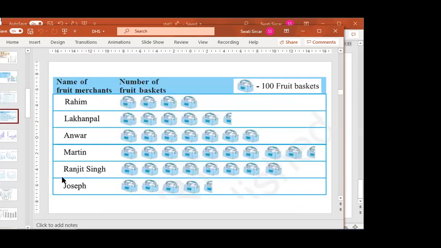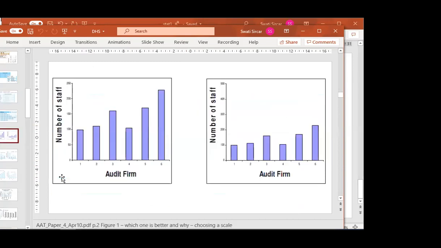Now, each basket is representing 100 fruits. Okay, you can get down to a 50. But if you have to distinguish between 30 and 27, how can you? Or even if you want to distinguish between 10 and 20, can you? So this is where there's a limitation to pictograph. And that is where you get to bar.